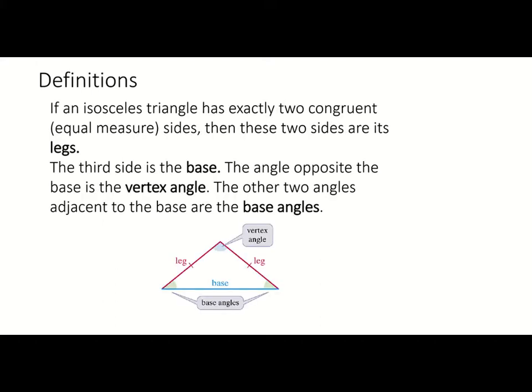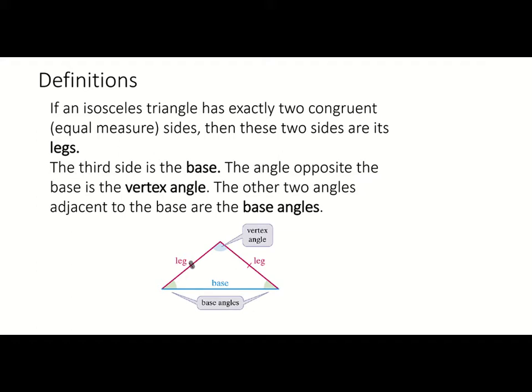Okay, so remember, an isosceles triangle has exactly 2 congruent sides, and those 2 sides are called legs. So if you see in red here, these are our legs. There are 2 congruent sides. And then we have the third side, the side in blue, is our base. And it is right here. The base of the triangle is right here where it says base.